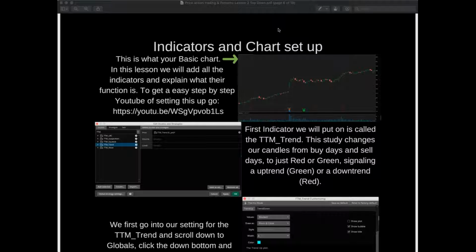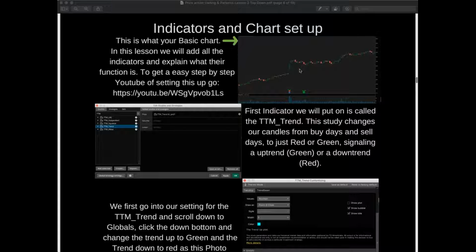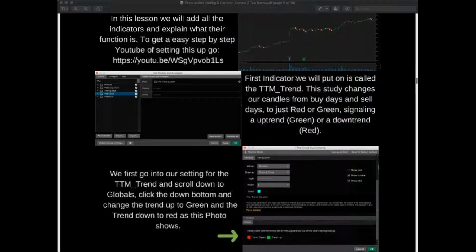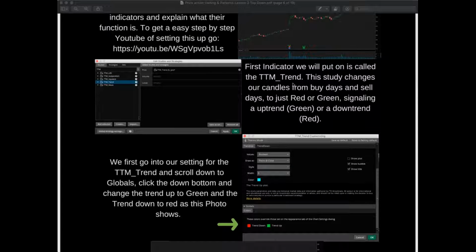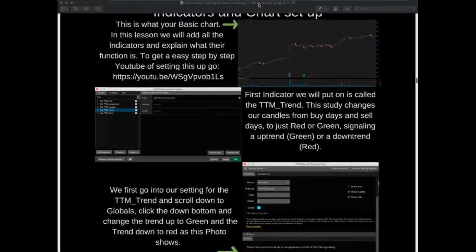So this is what your basic chart looks like on this side right here. It's just your green and red candles with your blue volume bars, and that's all. So the first thing that we do is put on our TTM trend. Okay, and let me go into my charts.